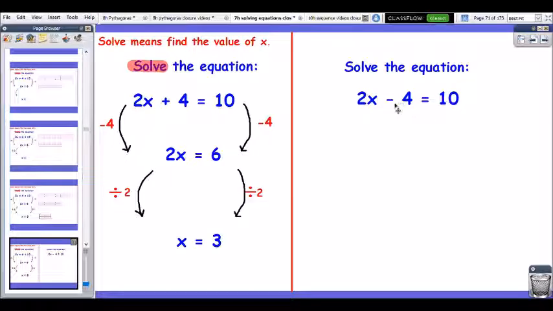So that negative 4 does not need to be there. All I want is x on its own. So let's start by getting rid of this negative 4. The opposite of taking away 4 is adding 4. So let's add 4 to both sides.